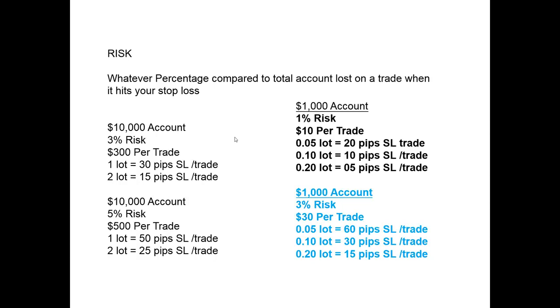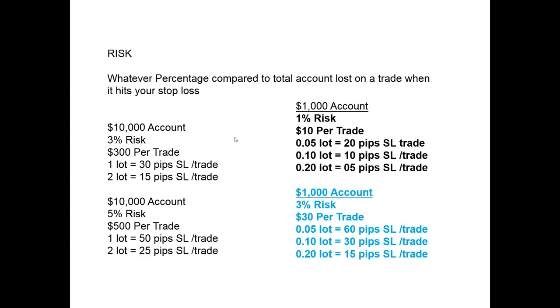Okay, so your risk is going to be whatever percentage compared to your total account is lost on a trade when it hits your stop loss. It's very simple, guys. That's all your risk is: whatever percentage you lose compared to your total account when your stop loss gets hit. So a $10,000 account, 3% risk is going to be $300, right?